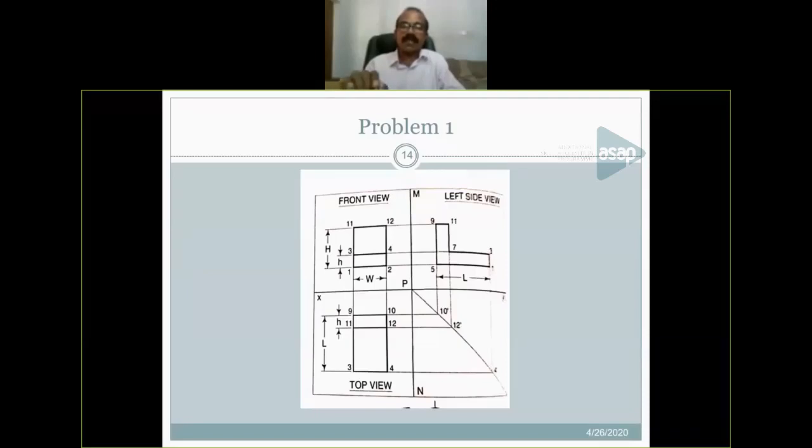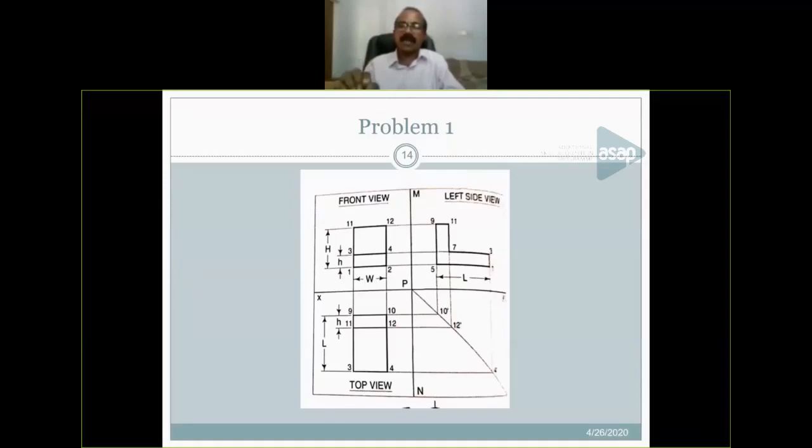In all the side views, you have to draw the profile plane also. You keep a certain distance from the object, or depending upon the problem, you have to draw the profile plane for the corresponding side view also. Be careful about marking the points. Marking of points is very, very important.